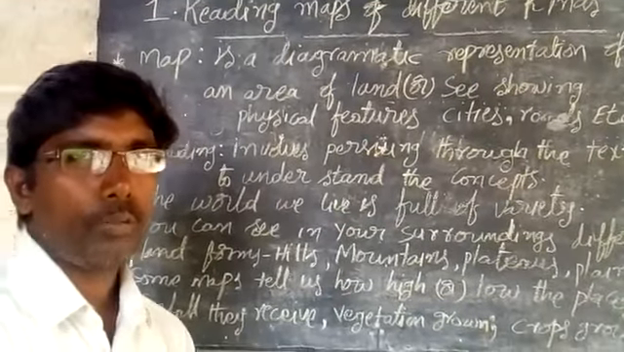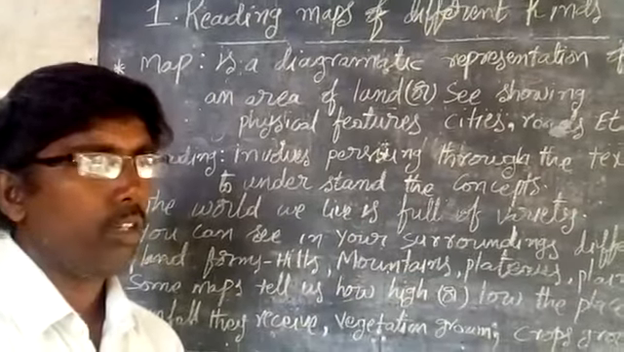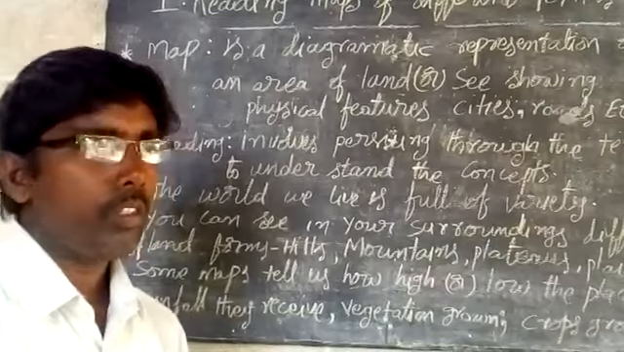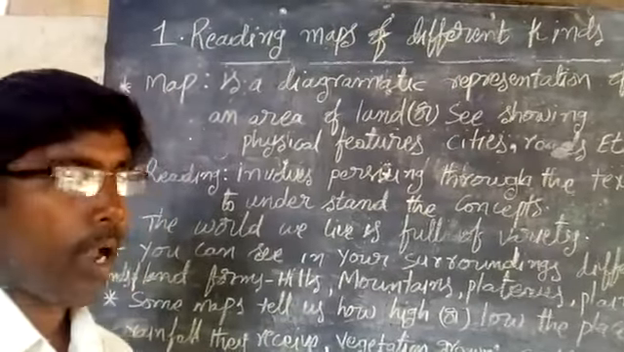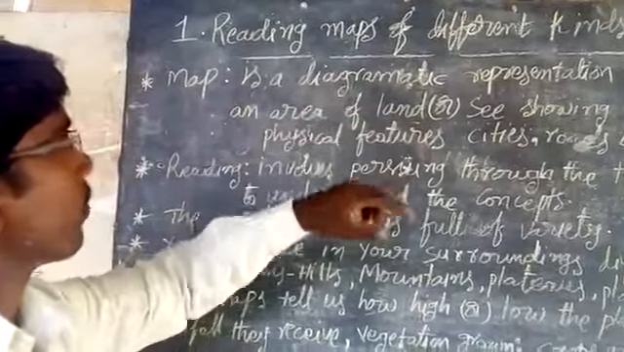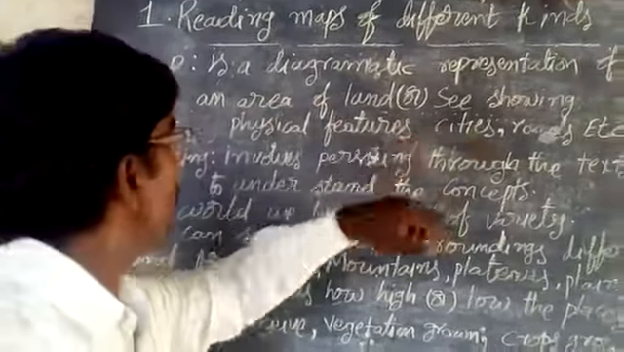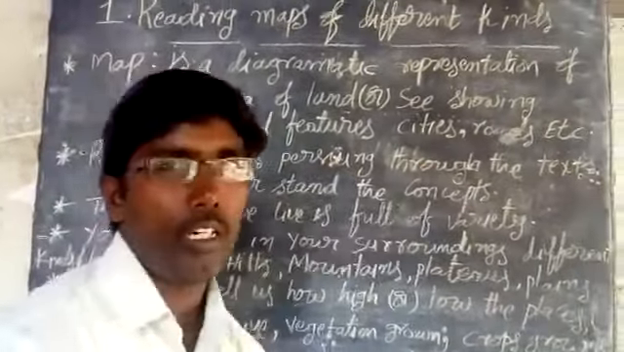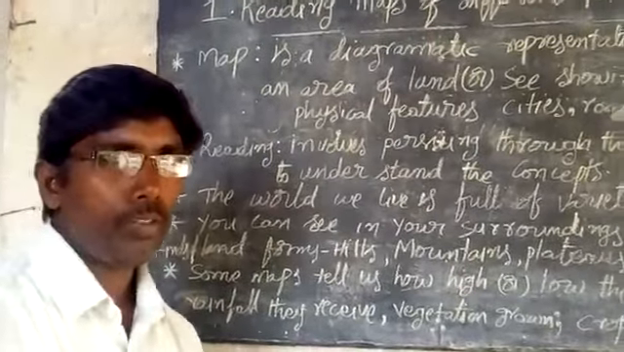This is the first chapter in 7th class social studies. Now we will learn what is a map, and what is the difference between reading and studying. A map is a diagrammatic representation of an area of land or sea showing physical features like cities, roads, etc. This is the definition of maps.